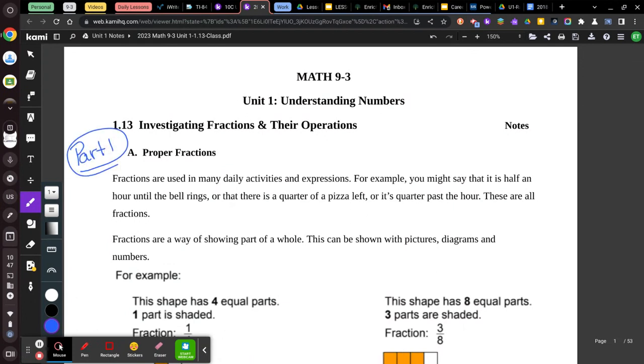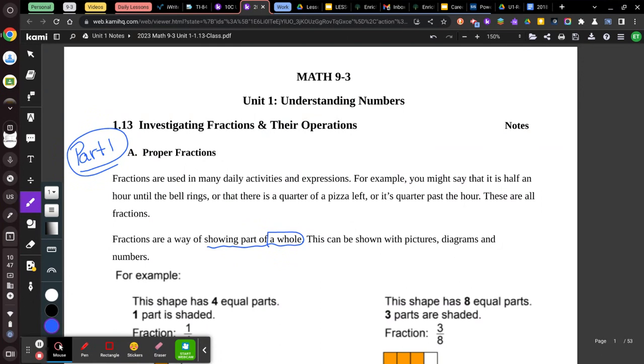So proper fractions, first of all, a fraction is where you've got part of a whole. That's what a fraction actually is. It's showing part of a whole number. Now, they're used in lots of daily activities and expressions. For example, you might say, oh, it's a half hour till the bell rings. Or we might say there's a quarter of a pizza left. Or it's quarter past the hour. All of those are fractions.